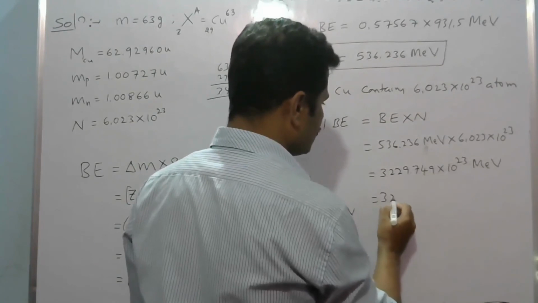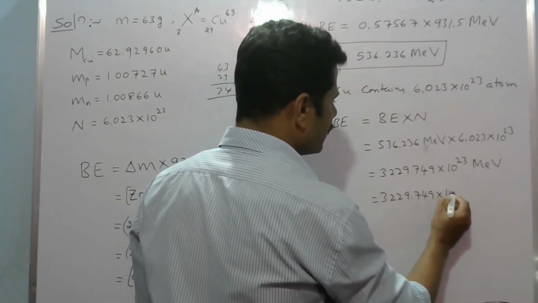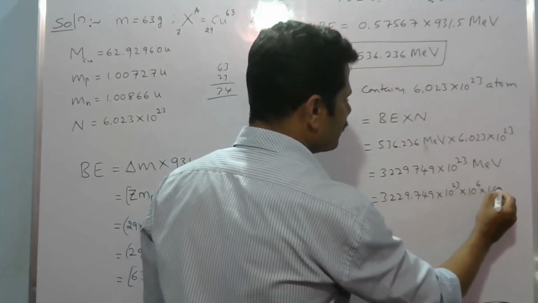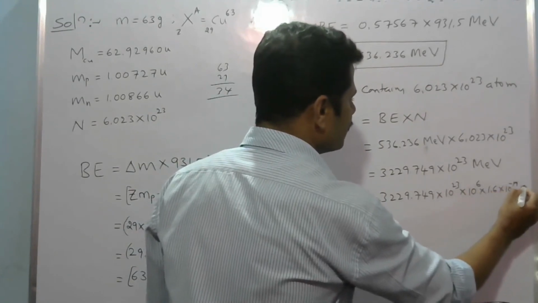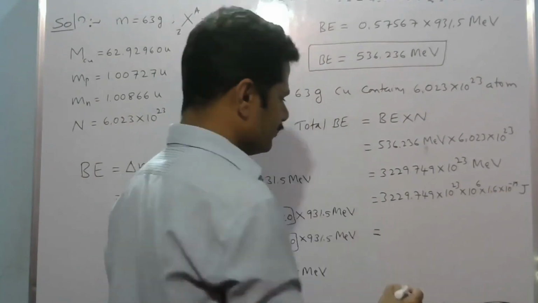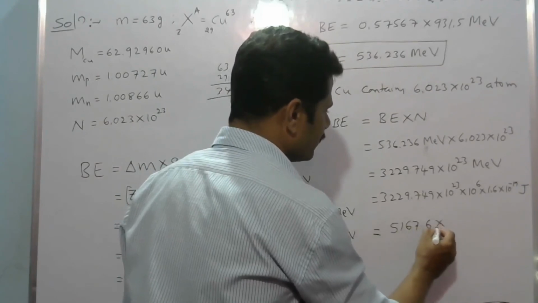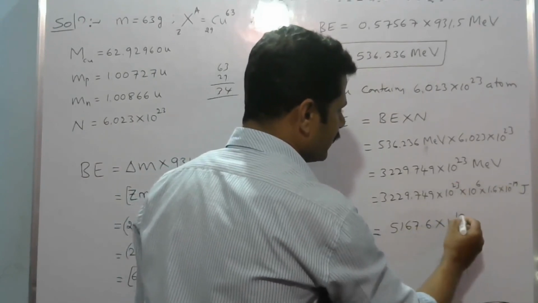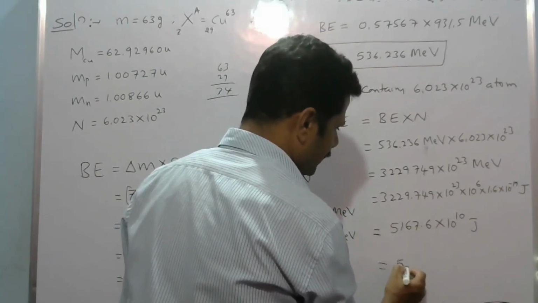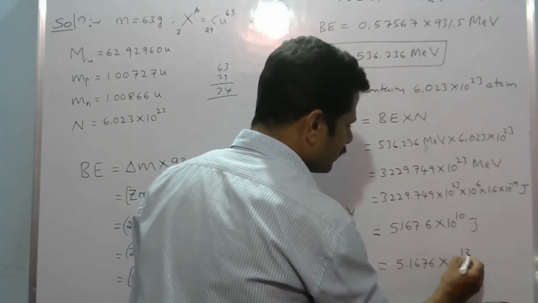This is equal to 3229.749 into 10 raised to 23. Mega means 10 to the power of 6. Electron volt is 1.6 into 10 raised to minus 19. This will become joules. Now simplify this. We get 5167.6 into 10 raised to 10 joule. This is nothing but 5.1676 into 10 raised to 13 joule.